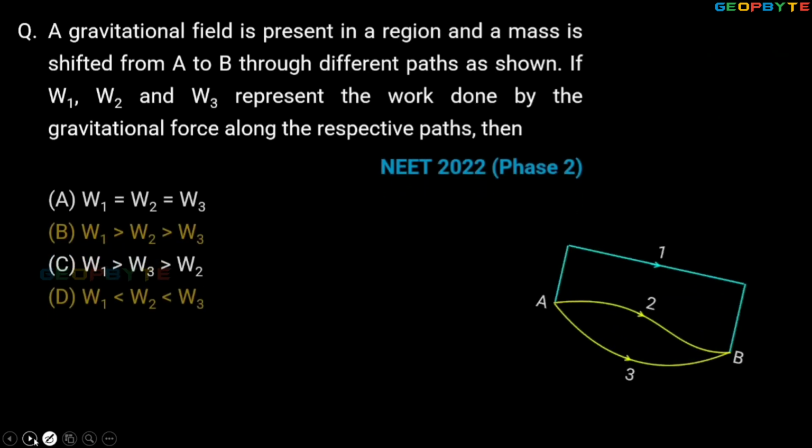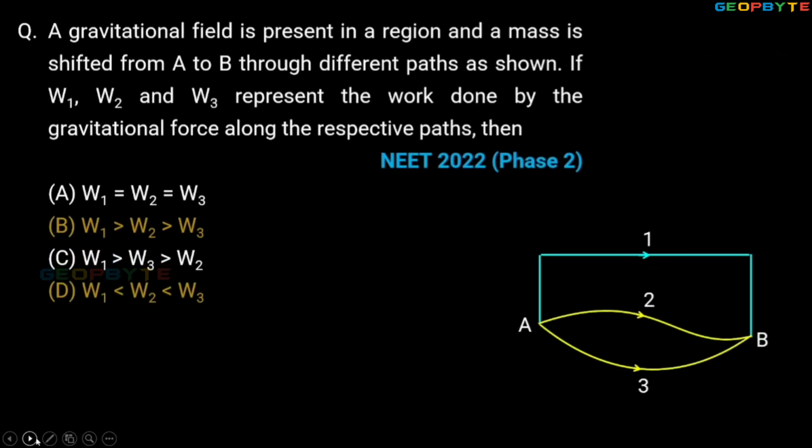Let us take another important problem. Look at this problem, asking like this: A gravitational field is present in a region and a mass is shifted from A to B through different paths shown in the figure. The mass is shifting from A to B. Look at the diagram. From A to B, one path is through 1, another path is 2, another path is 3.